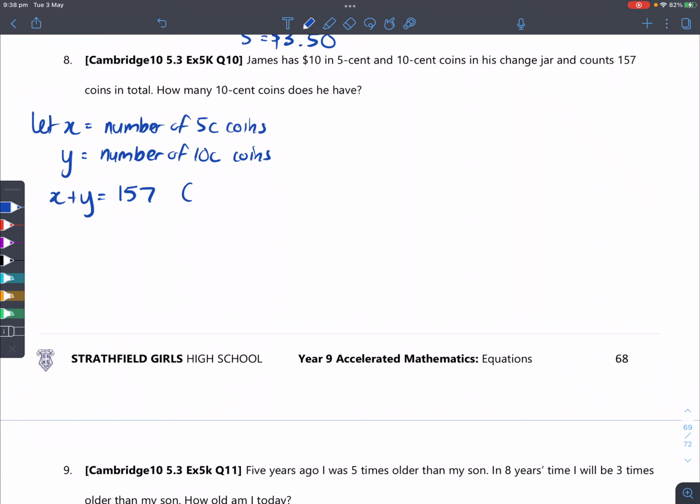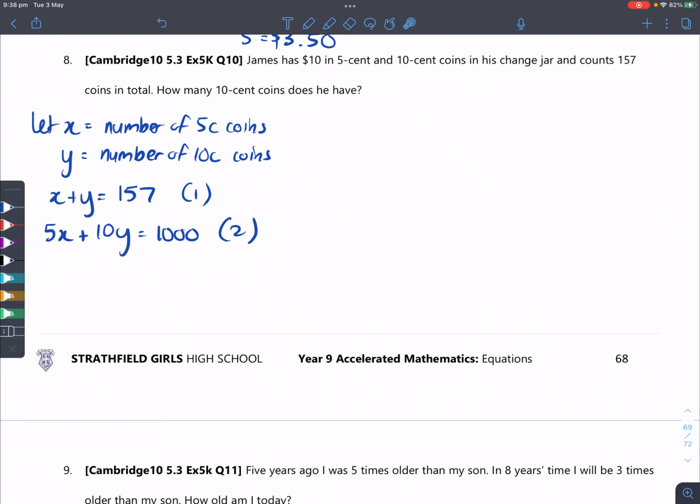Okay, that's equation 1. Now, to get a value of $10, you've got to add the values of all the 5-cent coins. Now, there's x number of them. So if I multiply x number of them by the value of each one, which is 5, then I'll have 5x. Plus 10 cents times the number of those 10-cent coins, which is y, and that will be 10y. And that would equal the value of all the coins, but in cents. So I've got $10, but $10 in cents is 1,000. And I'll call that equation 2.